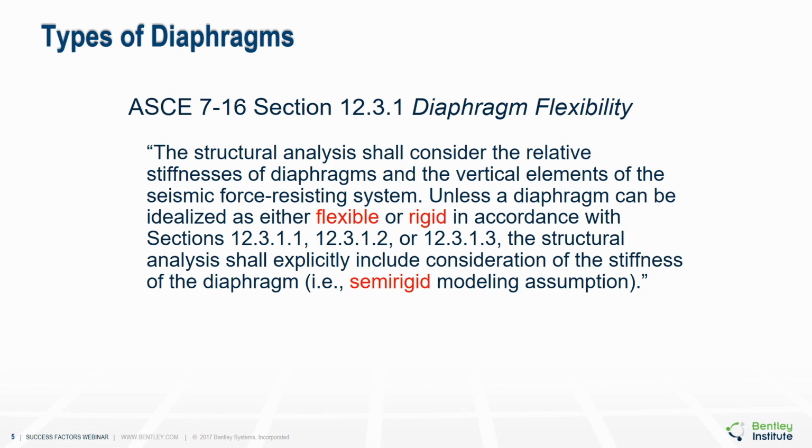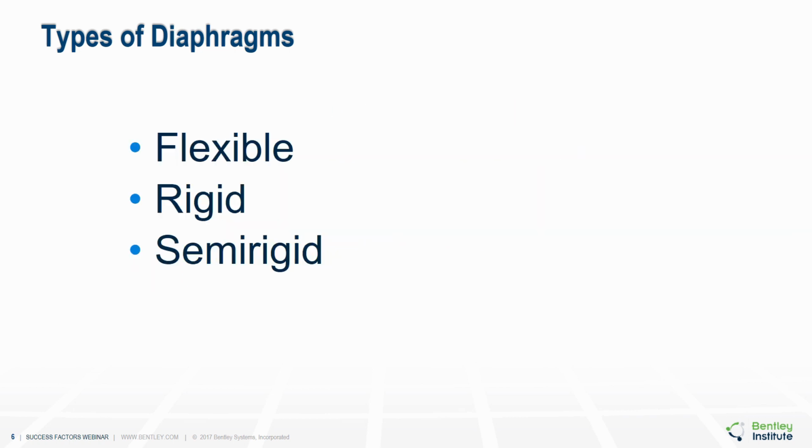ASCE 7-16 requires that the structural analysis shall consider the relative stiffness of the diaphragms. And then it goes on to describe, it categorizes three different types of diaphragms. Unless a diaphragm can be idealized as either flexible or rigid, the structural analysis shall explicitly include consideration of the stiffness of the diaphragm, in other words, semi-rigid modeling assumption. So this section of ASCE 7 lists these three types of diaphragms that need to be considered in analysis.